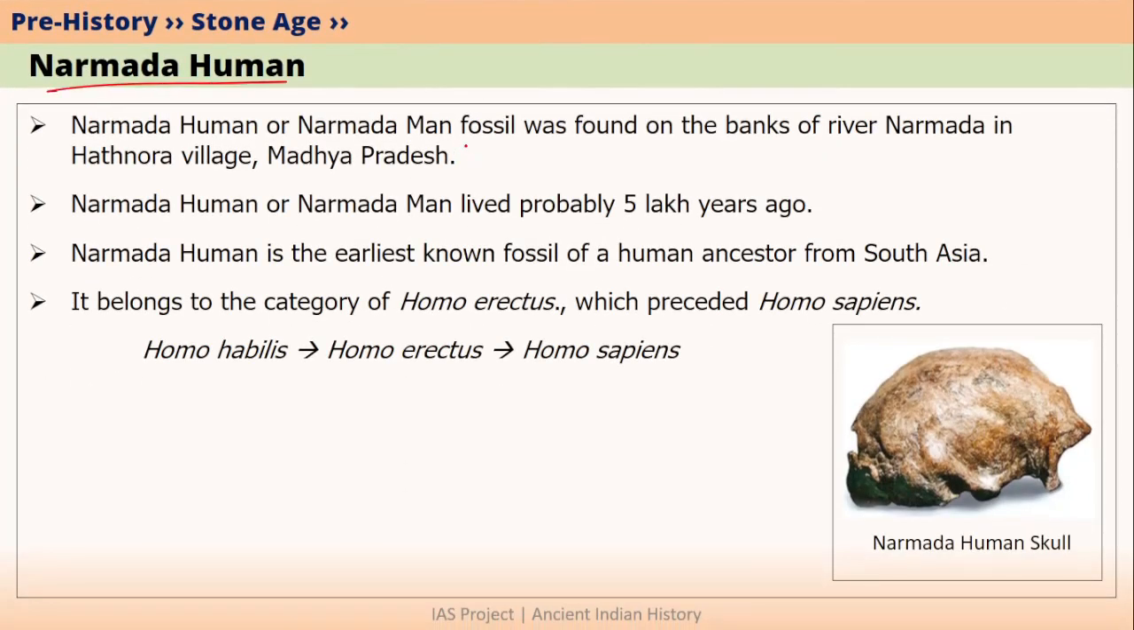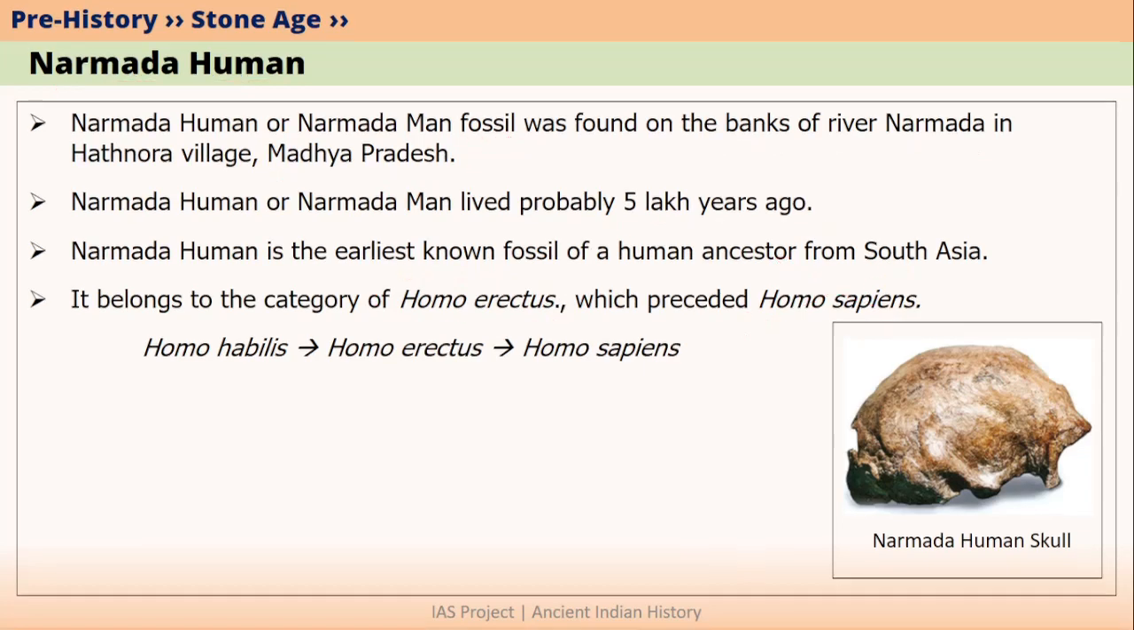Narmada human was basically a fossil which was found on the banks of river Narmada in Madhya Pradesh. It is the oldest fossil of any human being found in India so far. The age of Narmada human is estimated to be 5 lakh years old. Please remember that Narmada human belongs to a species of Homo erectus, not Homo sapiens.